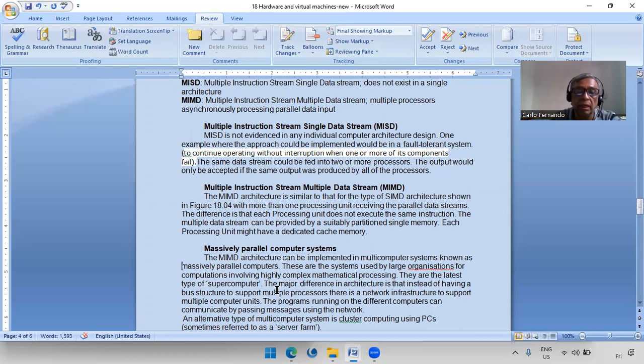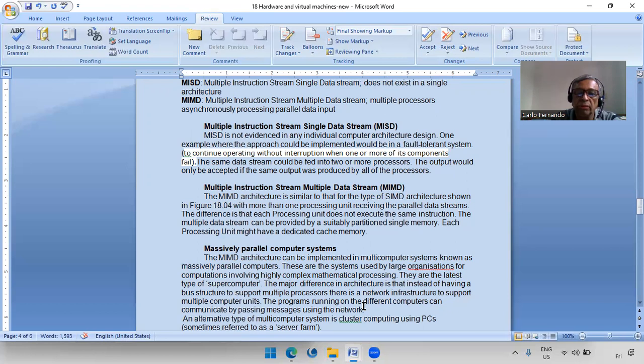The major difference in architecture is that instead of having a bus structure to support multiple processors, there is a network infrastructure to support multiple computer units. So usually we have the bus structure to transfer data, control, instructions, and all those things. But here it's a network infrastructure to support multiple computer units.